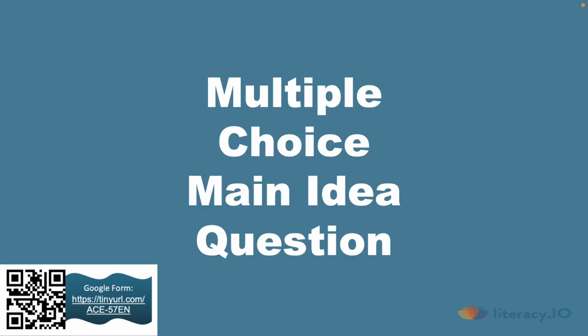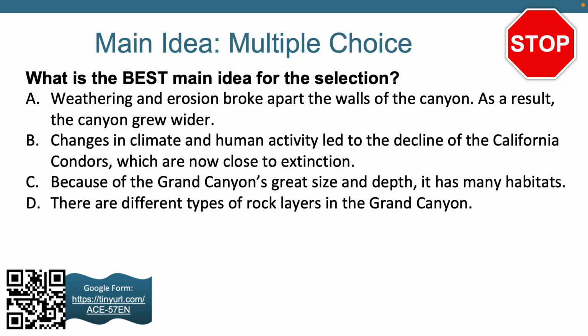Awesome job! Now it's time for us to answer a multiple choice main idea question. What is the best main idea for the selection? A. Weathering and erosion broke apart the walls of the canyon. As a result, the canyon grew wider. B. Changes in climate and human activity led to the decline of the California condors, which are now close to extinction. C. Because of the Grand Canyon's great size and depth, it has many habitats. Or D. There are different types of rock layers in the Grand Canyon. Don't forget to submit your answer A, B, C, or D.